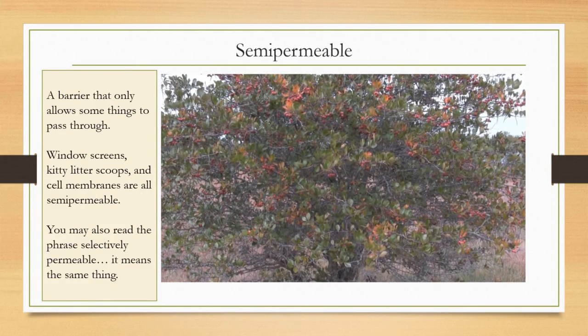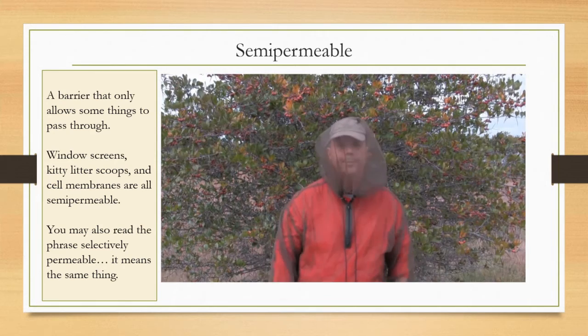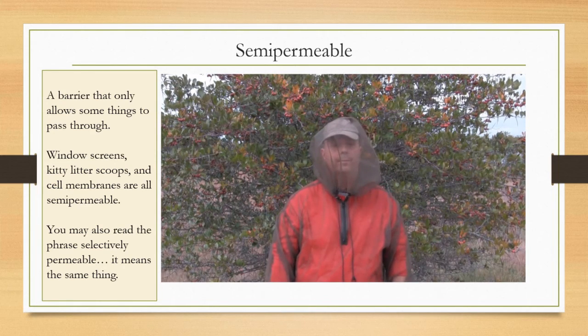Now, semipermeable simply means something that allows some materials to come through and keeps other materials out. In the case of a bug net, it lets the air blow through and keeps the mosquitoes and the little bitey crawly things off of you. If you've ever used a window screen, cleaned a litter box, or made pasta, you probably used something semipermeable. You're going to occasionally run into something that says selectively permeable. It is, for our purposes, the same thing.